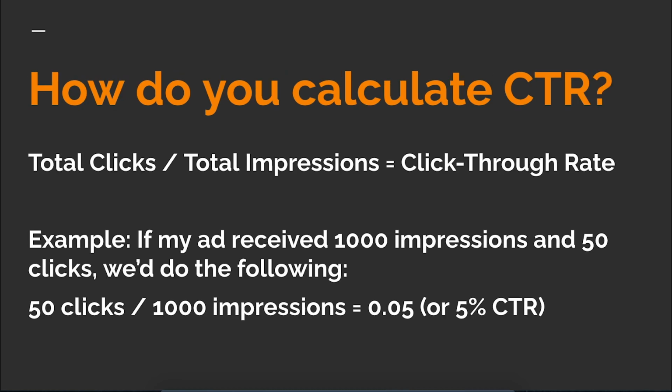Now, how do we calculate CTR or click-through rate? Click-through rate is calculated by dividing total clicks over total impressions. So, for example, if my ad received 1,000 impressions, so 1,000 people saw my ad, and we got 50 clicks from that ad, to find my click-through rate, we just divide 50 clicks by 1,000 impressions for 0.05, or a 5% click-through rate.